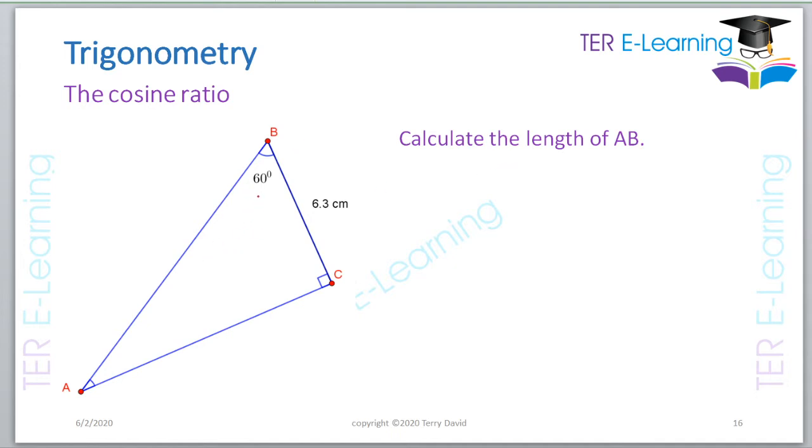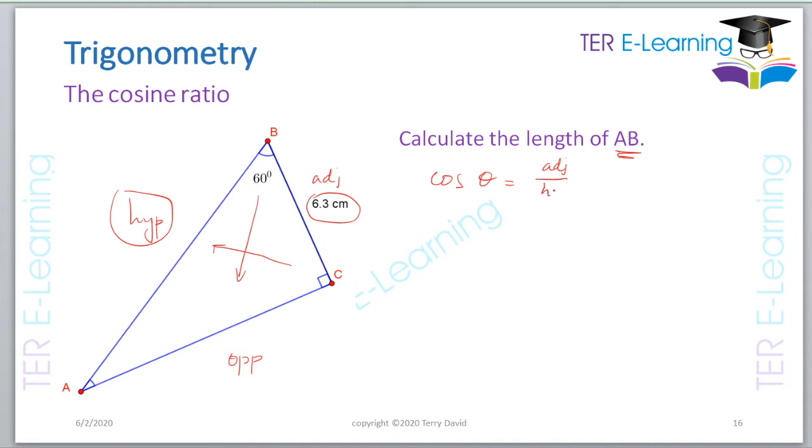So first things first, the side that is opposite the angle, it's my opposite. Right? The side that is opposite the right angle is my hypotenuse. And therefore what I'm left with here is my adjacent. Right? So we have the adjacent length. The question wants us to find AB, which is my hypotenuse. So therefore, it's going to be cosine. So cos theta is equal to adjacent over hypotenuse. Alright, that's the formula we're using.